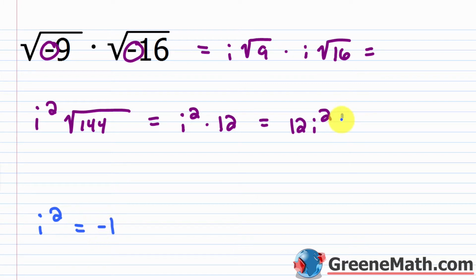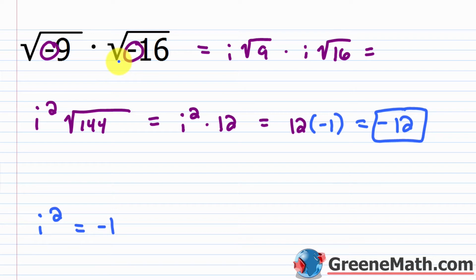So anywhere I see i squared, I can just replace it with -1. So if I had 12 times -1, this would be -12, okay, and that would be my answer. So notice how I got -12 here, whereas if I went with the product rule for radicals, I would have ended up with a positive 12, okay? So it's a very different answer in terms of the sign.